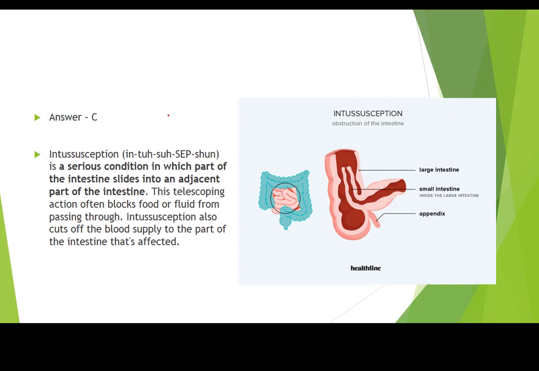Intussusception is a serious condition in which part of the intestine slides into the adjacent part of the intestine. This is a telescopic action that often blocks food and fluids from passing through. Intussusception can also cut off the blood supply to the part of the intestine that is affected. Here the three parts are clearly shown: the large part, the small part, and finally the end point is the appendix.